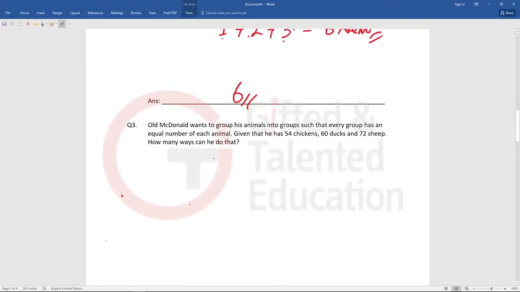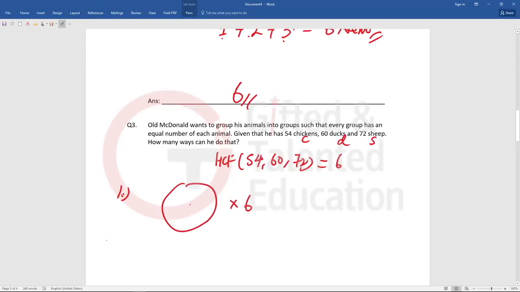Question 7. We can first find the highest common factor of 54, 60, and 72, which turns out to be equal to 6. And this means that the total number of ways must not exceed 6. So let's find the first way. For the first way, we can have 6 such groups, which means that in one group we would have 9 chickens, 10 ducks, and 12 sheep, because 9 times 6 gives us 54, 10 times 6 gives us 60, and 12 times 6 gives us 72.